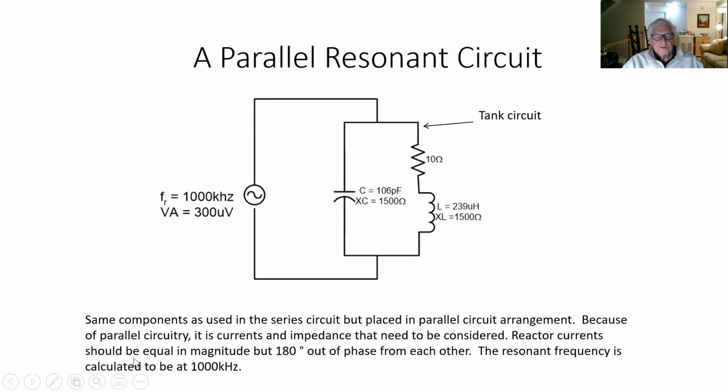So the reactive currents should be equal in magnitude and 180 degrees out of phase from each other, because this is a capacitor, which is leading current, and the inductor is lagging current. So that's what happens. They are basically 180 degrees from each other.